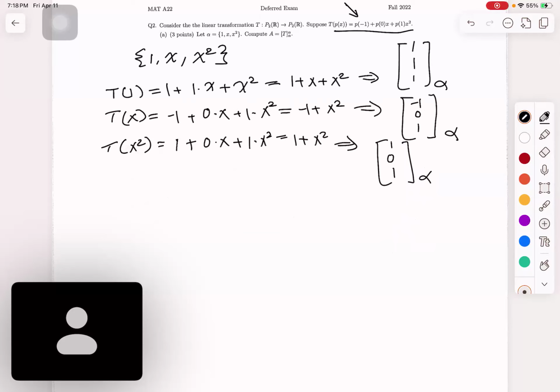So for this, our transformation matrix would then be -1, 1, 1, -1, 0, 1, 1, 0, 1.